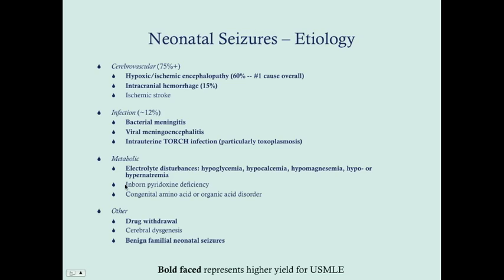Also, an inborn pyridoxine deficiency is a possibility. It's rare, but if the baby has a pyridoxine deficiency, this is typically going to lead to seizures that are very difficult to treat with our standard management, so this is something to keep in mind. Amino acid or organic acid disorders can also be behind neonatal seizures. Other possible causes are drug withdrawal, cerebral dysgenesis, and benign familial neonatal seizures, which is a diagnosis of exclusion. So the bold-faced etiologies here are higher yield for the USMLE.